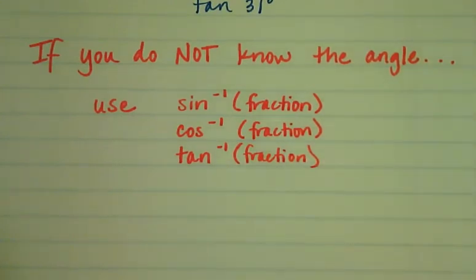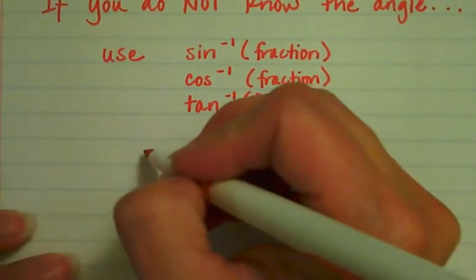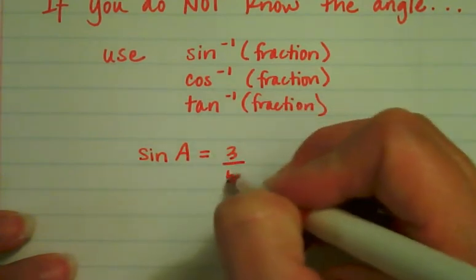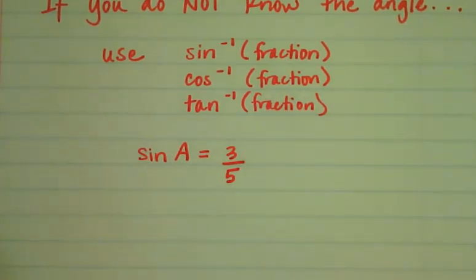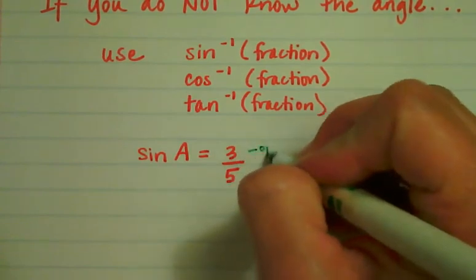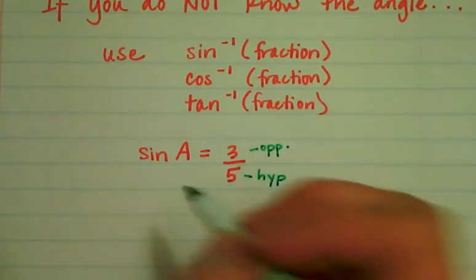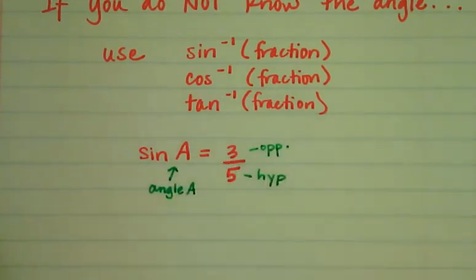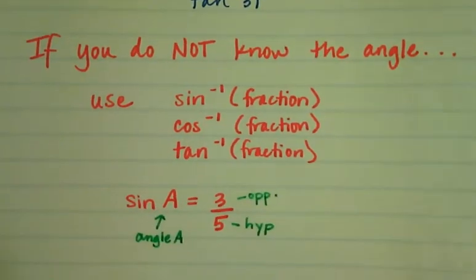All right, so let's say that we come up with the problem that the sine of angle A is 3/5. What this means is that we know that this right here is the opposite side, and this right here is the hypotenuse side, and what we are trying to find is the measure for angle A. So in this case, we do not know the angle. We know the two sides.